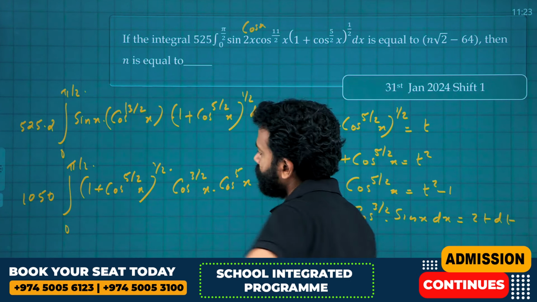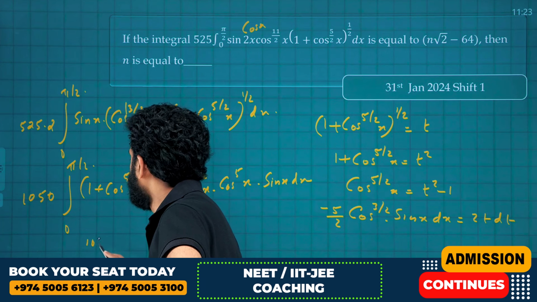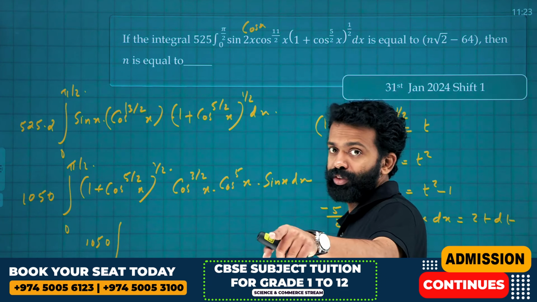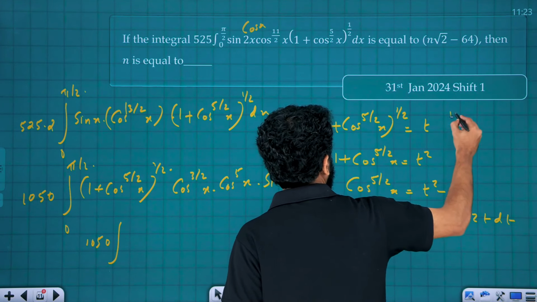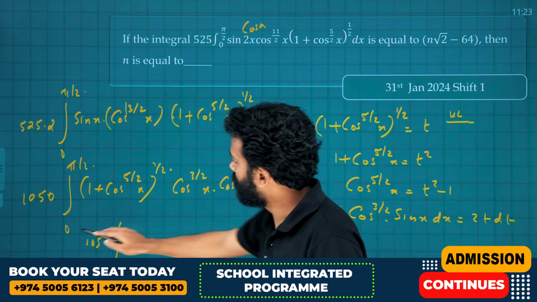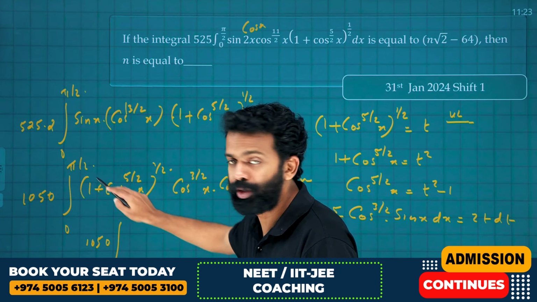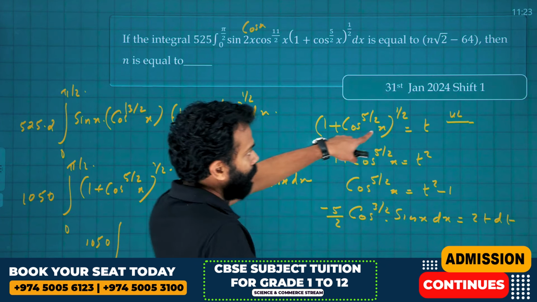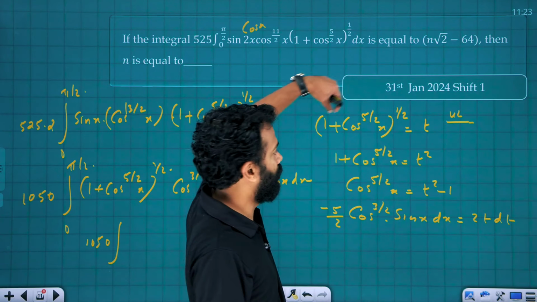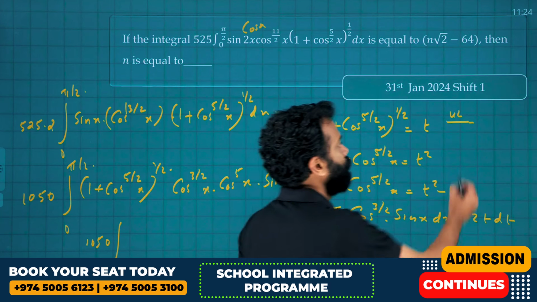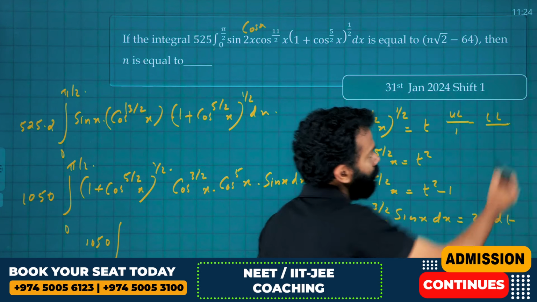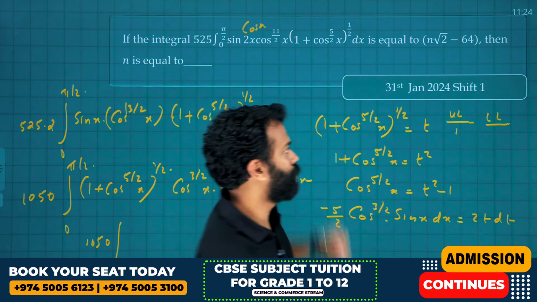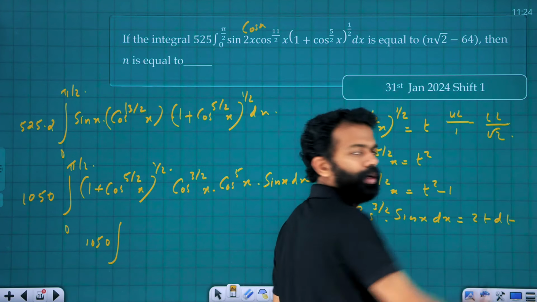Therefore, it will be 1050 into, wait, there is more. The upper limit and lower limit will also get changed, right? Upper limit is pi by 2. If you substitute pi by 2 over here, you will get 1 plus cos pi by 2 raised to 5 by 2, that is 0, and 1 plus 0 is 1, and raised to 1 by 2 will be 1. And what will be the lower limit? It is 0. If you substitute x equal to 0, you get 1 plus 1, which is 2, and 2 raised to 1 by 2 is root 2.